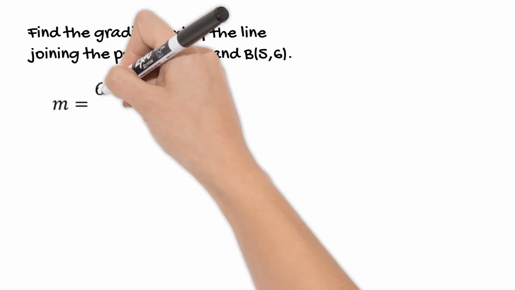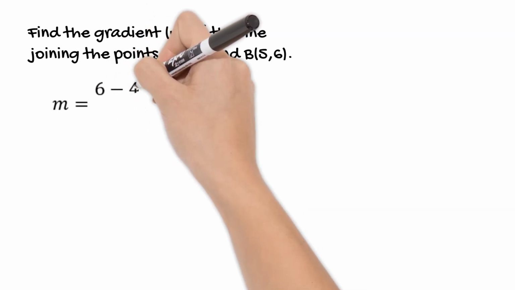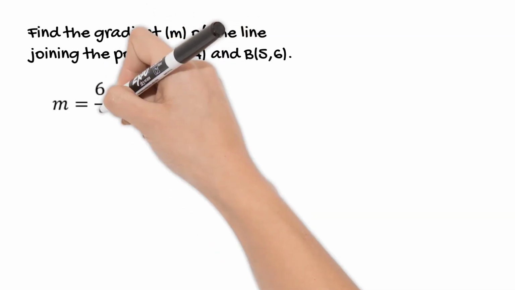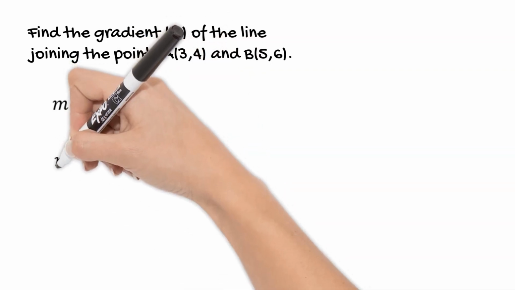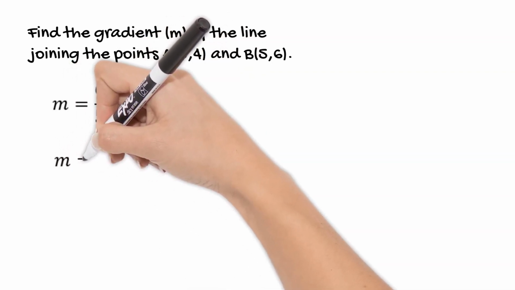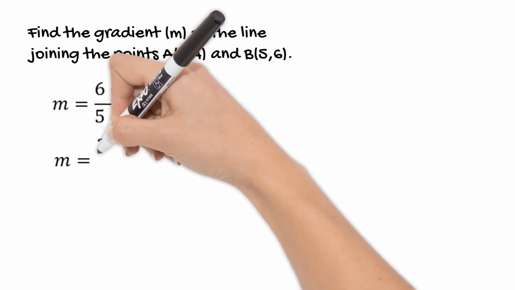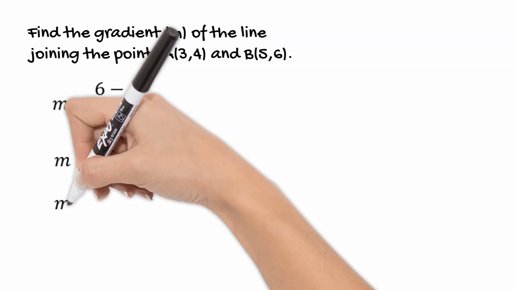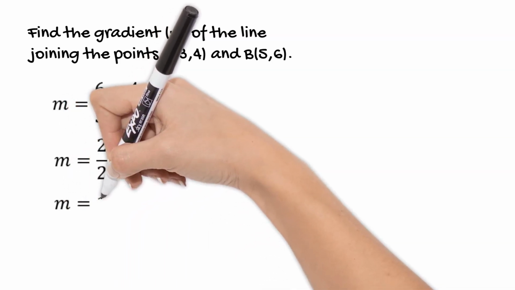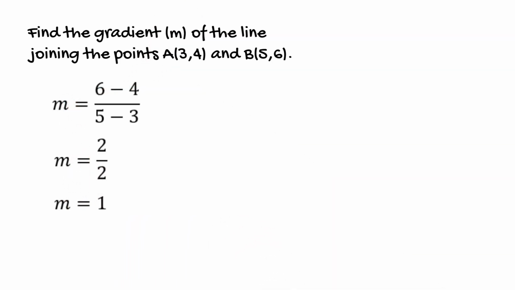You can take either. However, whichever y value you take first, you must take the x value from that same point. So I'm going to choose 6 first, just because it's the bigger number. So if I'm taking my y value of 6, I'm going to subtract 4, and I'll put that over 5 minus 3, because of course I chose 6, I have to choose 5 as my first point as well. So 6 minus 4 obviously is 2, 5 minus 3 is 2, 2 over 2 is 1. That line has a gradient of 1.